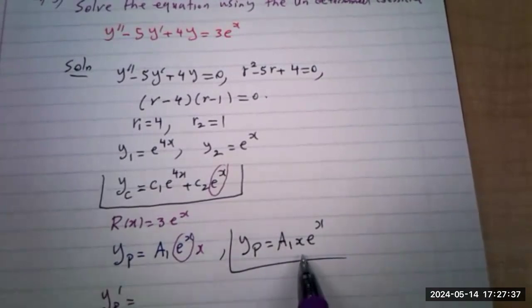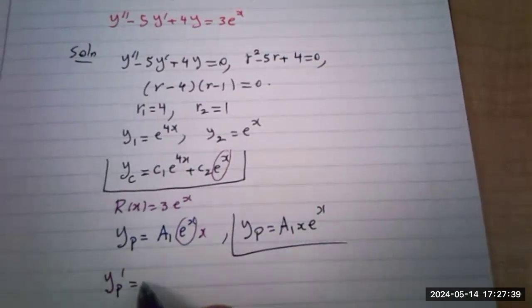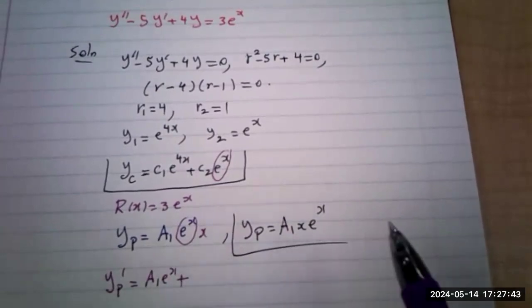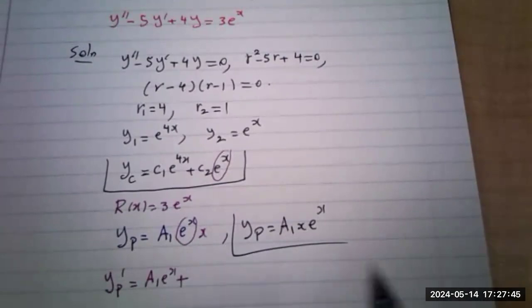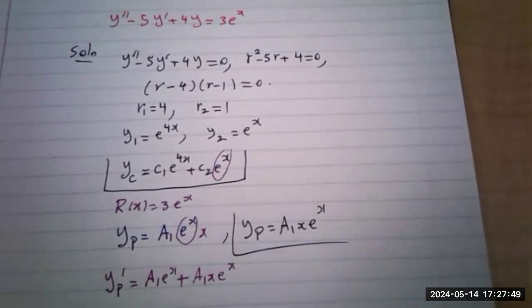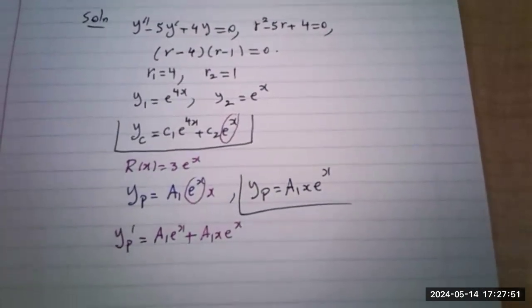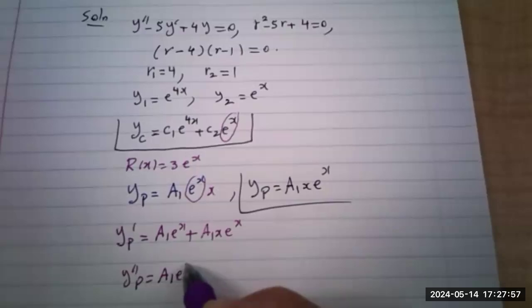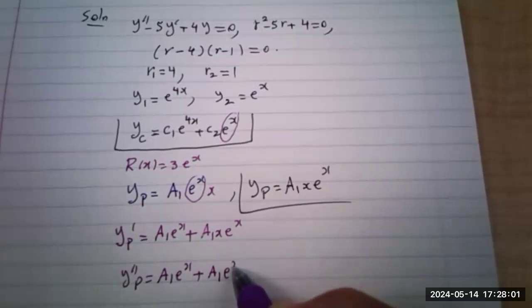Carefully differentiate it. So y prime, you have to use the product rule. Derivative of the first times the second is going to be a1 e to the x. Second times the first, same thing because the exponential function is the same. So that gives a1 x e to the x. That's y prime. Have to find the y double prime. So the first one would be unchanged. Second one, again you have to use the product rule: derivative of the first times the second, plus the first.